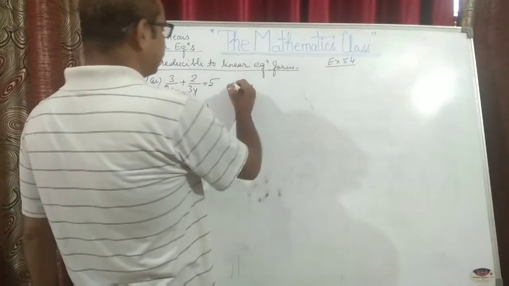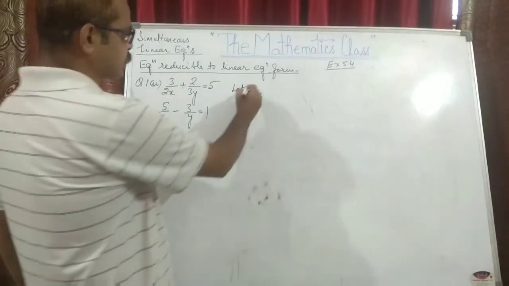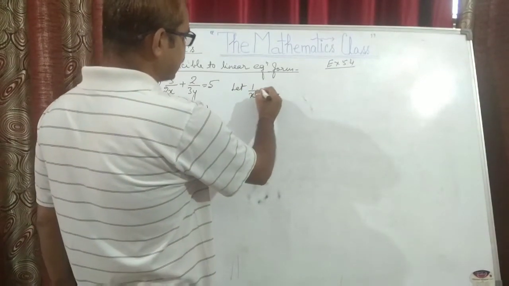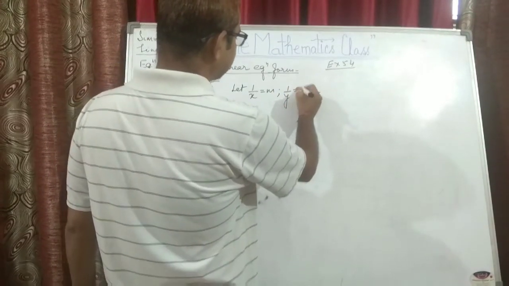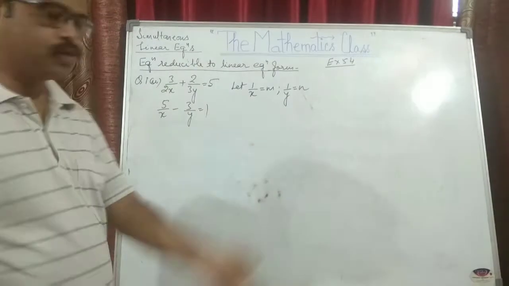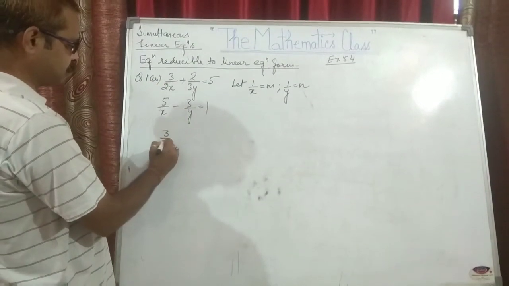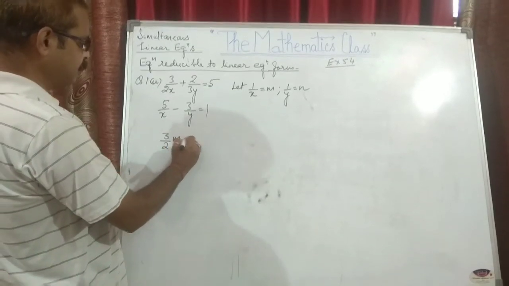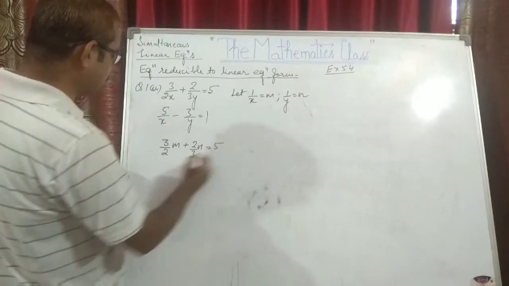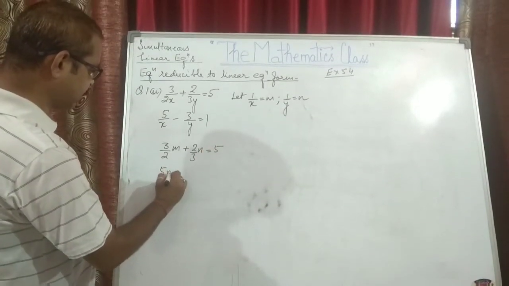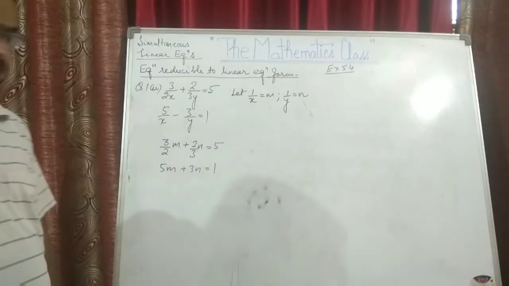So what we will do, we will assume something. What are we going to assume? Let 1 upon x be considered as m, or anything, and 1 upon y be considered as n. Let us assume this. Now when you assume this, the equation will become 3 upon 2 m plus 2 upon 3 n is equal to 5, and this will become 5m plus 3n is equal to 1.